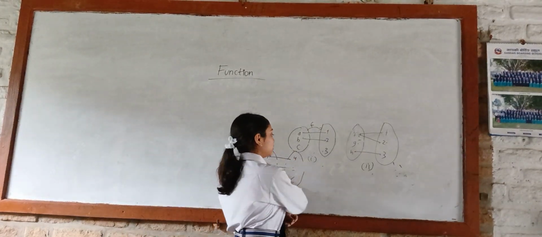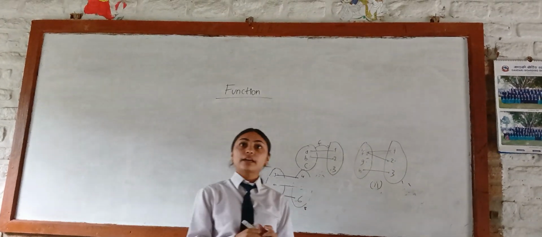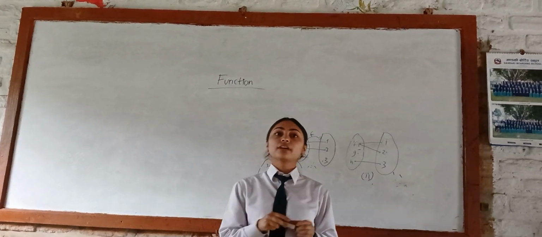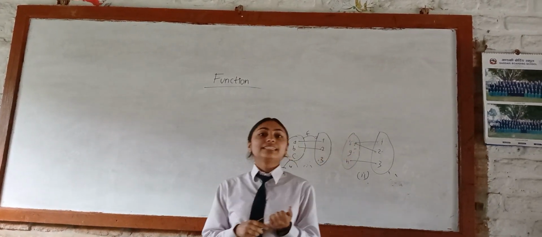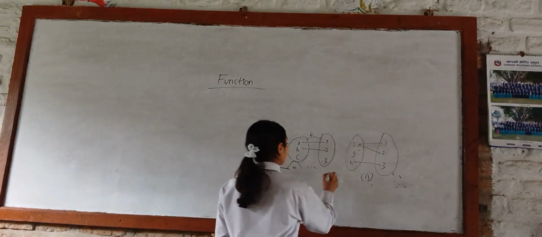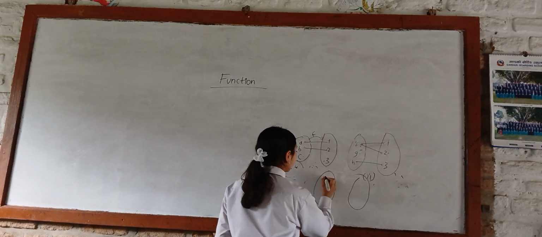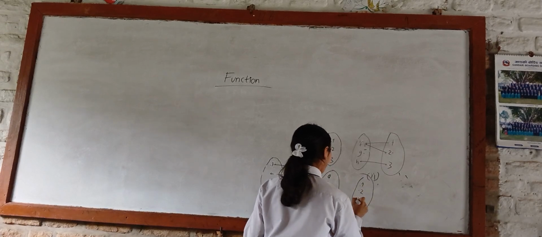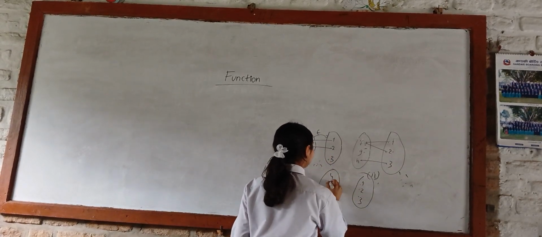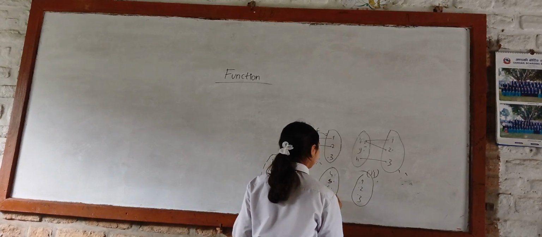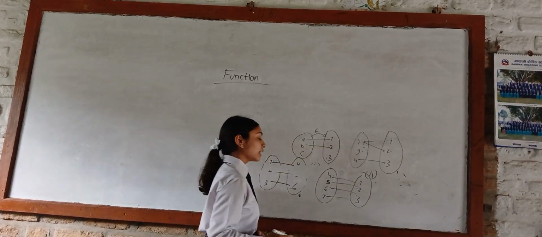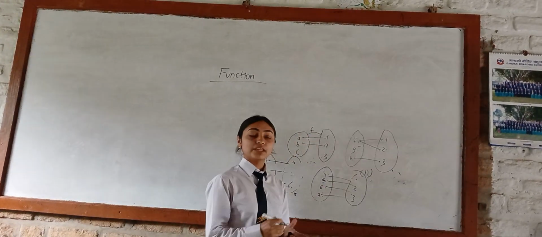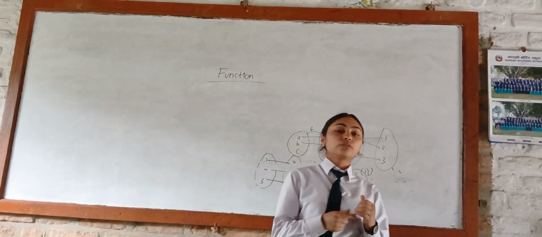A function is said to be a one-to-one function if distinct elements of set A have distinct images in set B. So here are examples. Distinct elements of set A have distinct images in set B, so the function is said to be one-to-one.